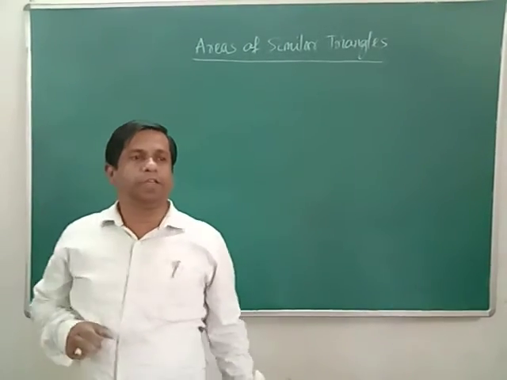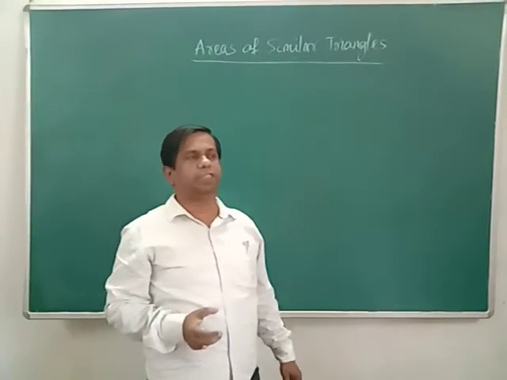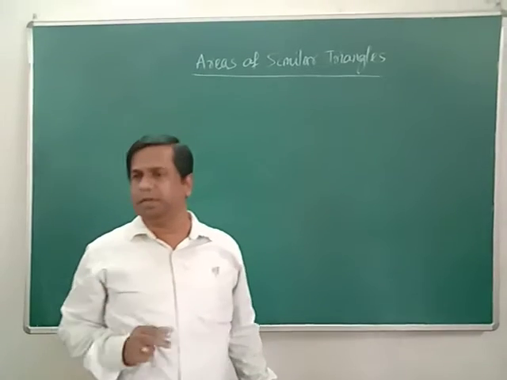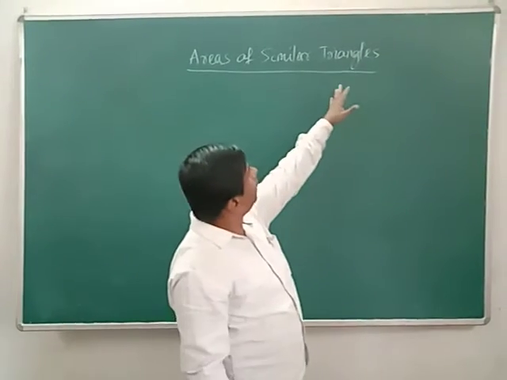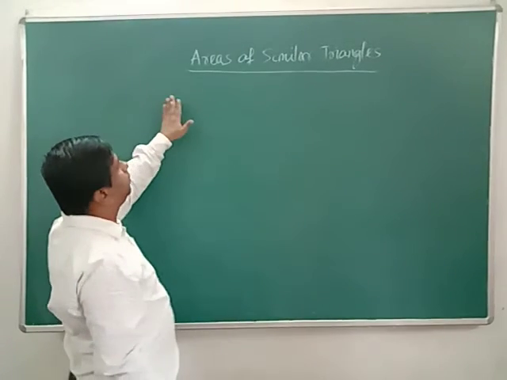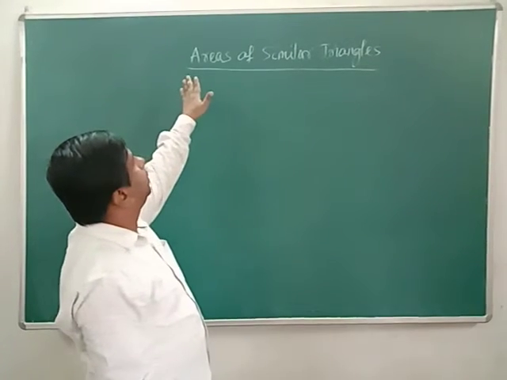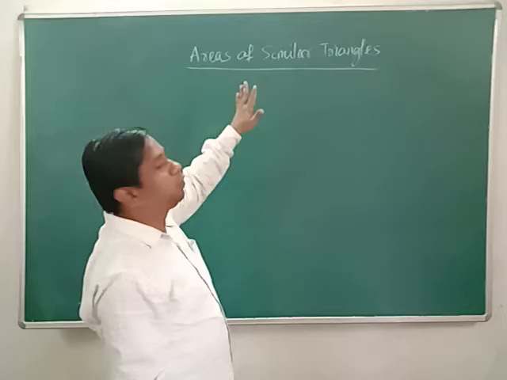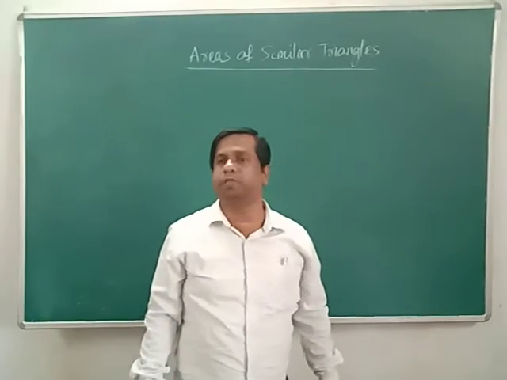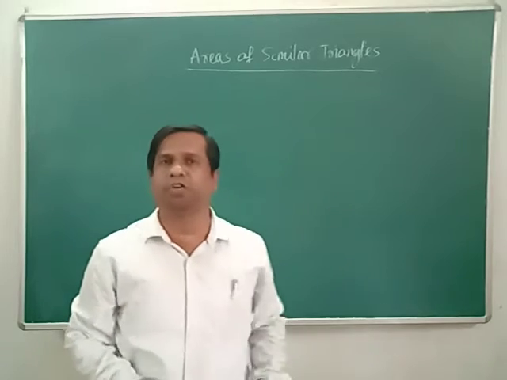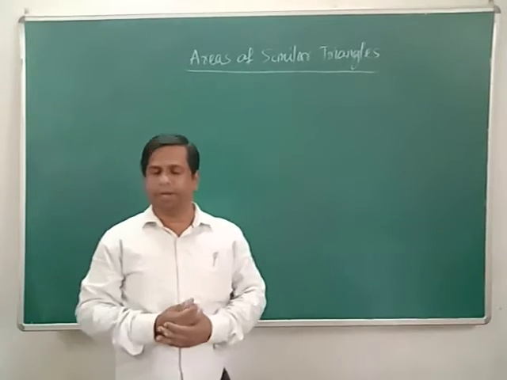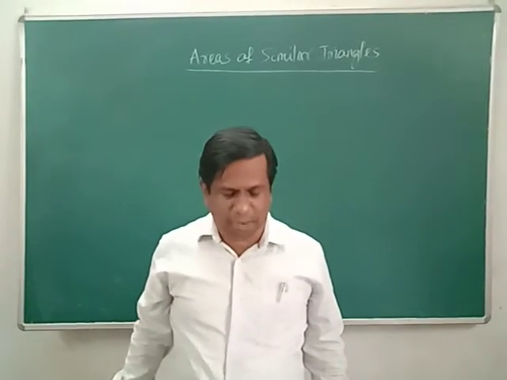If two triangles are congruent, then they have the same area, that means their areas are equal in number. But what about similar triangles? If two triangles are similar, then the ratio of their areas is equal to the square of the ratio of the corresponding sides. Write down the statement. This is an important theorem, often asked in the board exams.